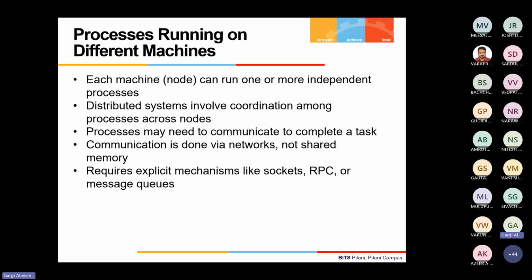Now, how do we communicate? To communicate between these different processes, it is done via network when it comes to distributed machines, and this requires explicit mechanisms. So you need different coordination techniques, and these could be sockets, RPC, or message queues. We will learn more about how sockets are used, how RPC is used, and how the message queues are used.